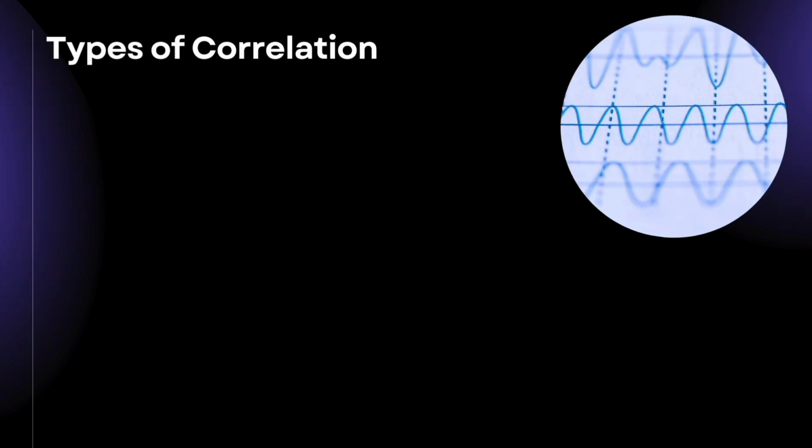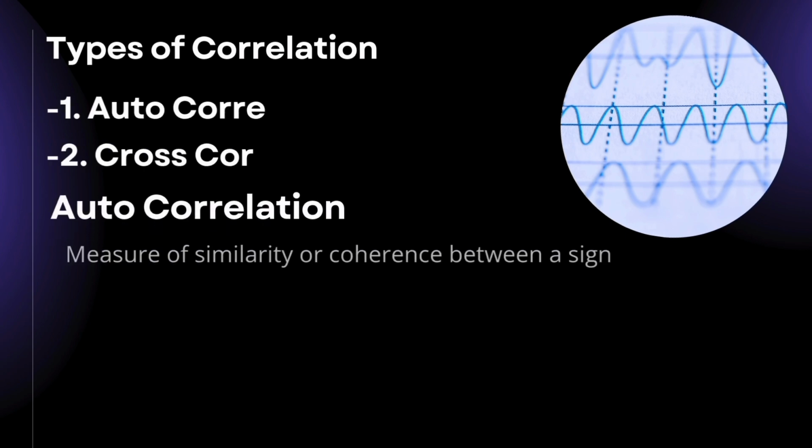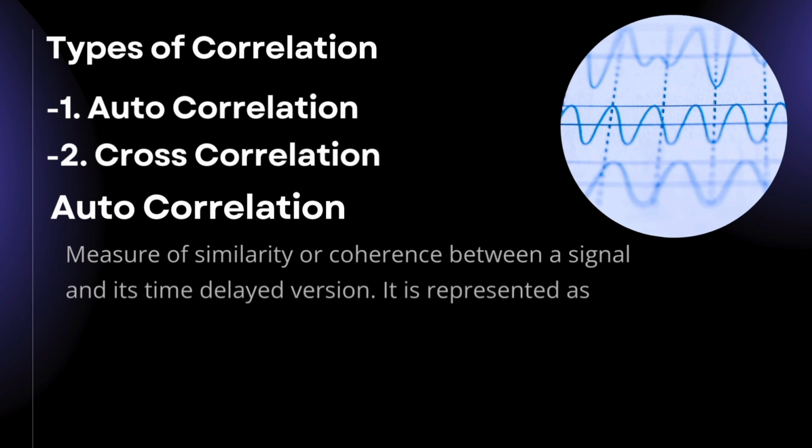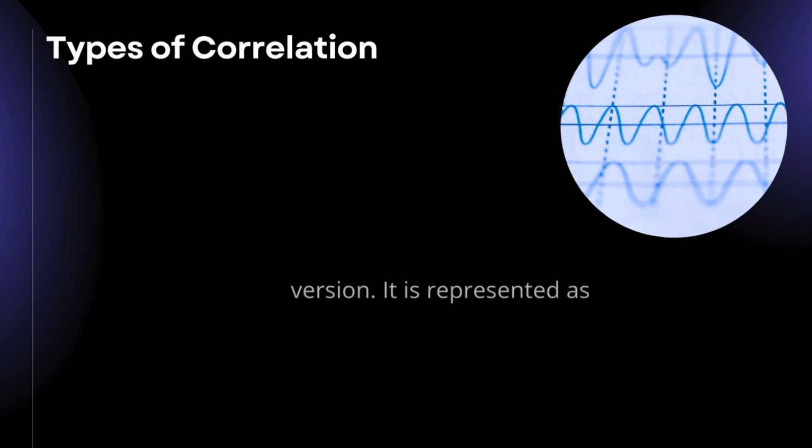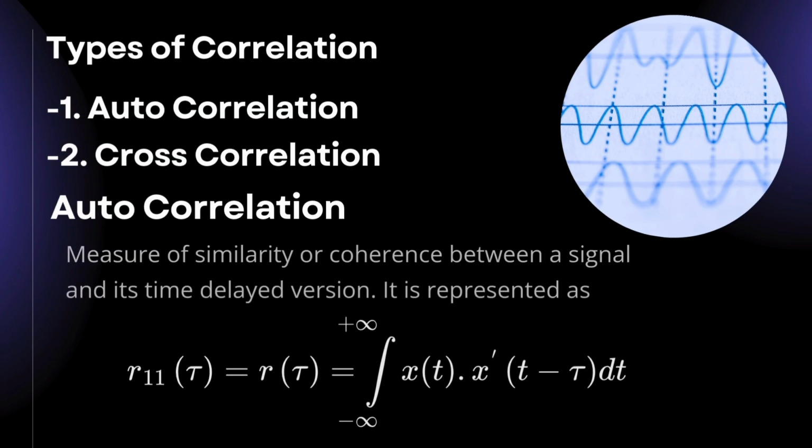Now, there are two types of correlation: autocorrelation and cross correlation. Let's start by understanding autocorrelation. Autocorrelation measures the similarity of a signal with its own time delayed version. It gives us insights into repeating patterns or periodicity within the signal.